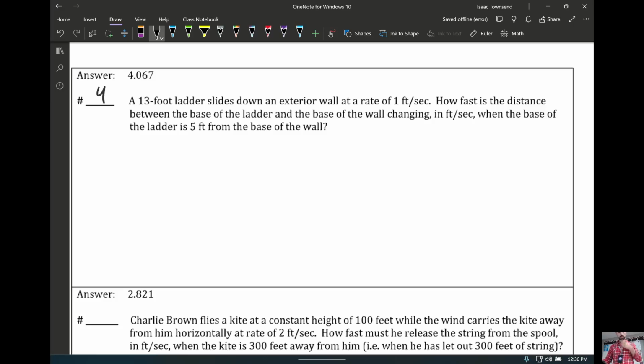Okay, so sharing my answer to 4, I got 2.4. So if you've already done that one and gotten 2.4, keep on going, please.